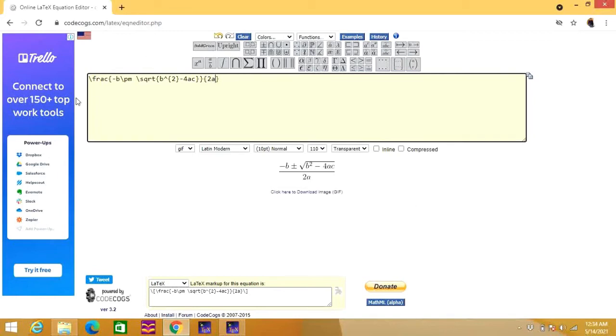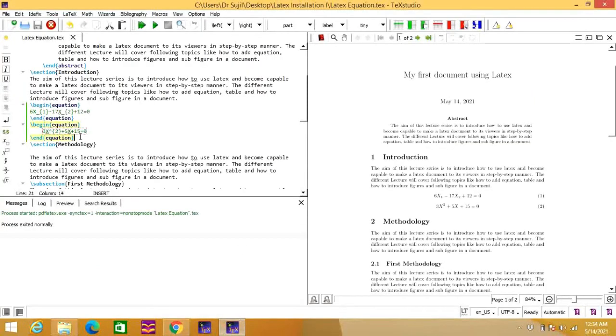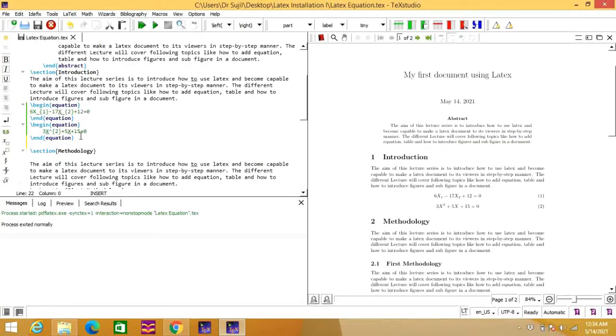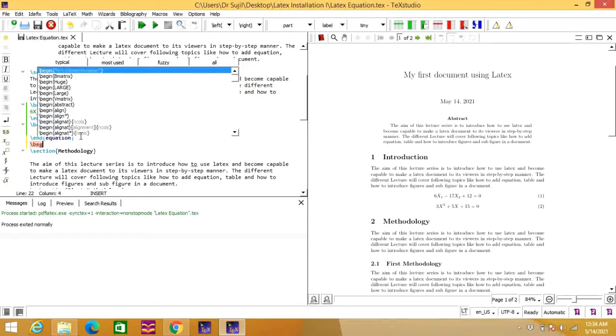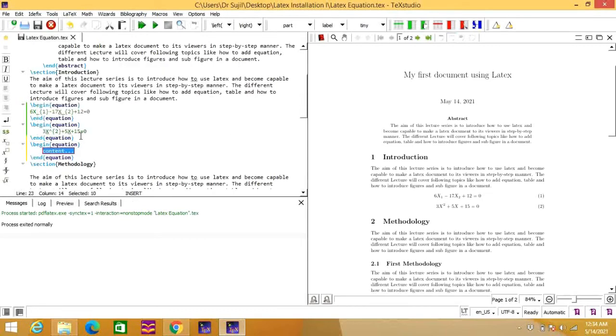So now we have generated the code for this equation, that is minus b plus or minus root b square minus 4ac by 2a. Similarly, as we did in the last case, we are going to select this and copy this, and now we are moving to this page and we are going to put this equation by adding the command slash begin equation, and we are going to put this content here. Now let's see by running this code what we are going to get in this PDF.